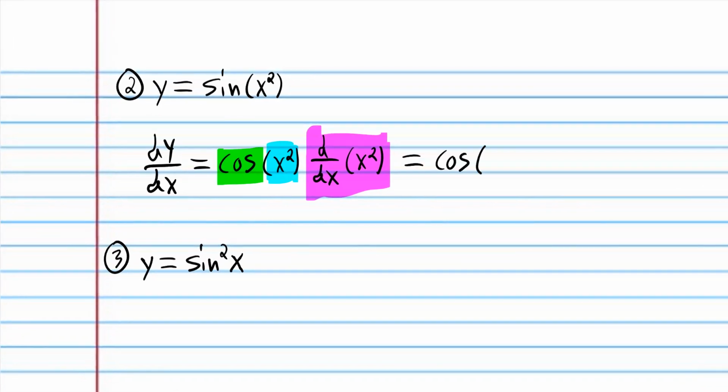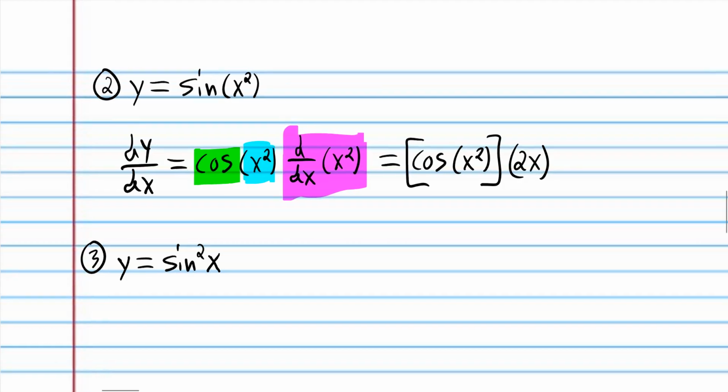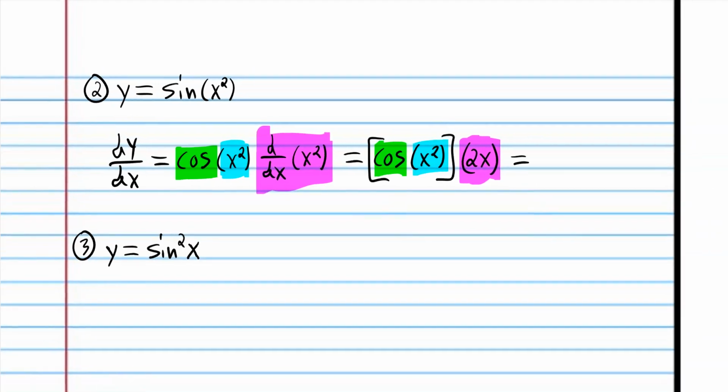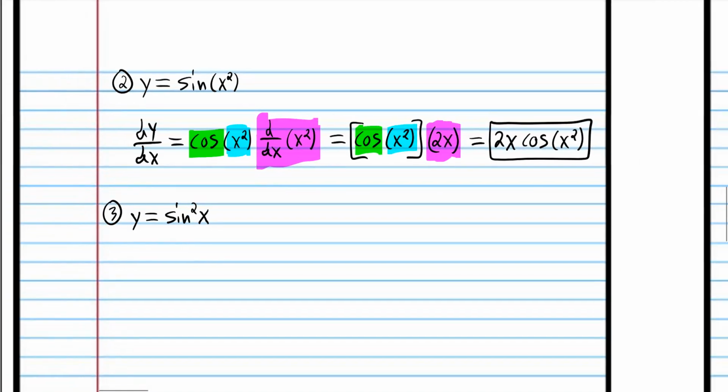So cosine of x squared, I'm going to use brackets to eliminate any ambiguity. Cosine of x squared times the derivative of x squared, which is 2x. And then we can write the 2x in the front of the cosine function to eliminate any confusion. And there we go. So that's it. That's the chain rule.